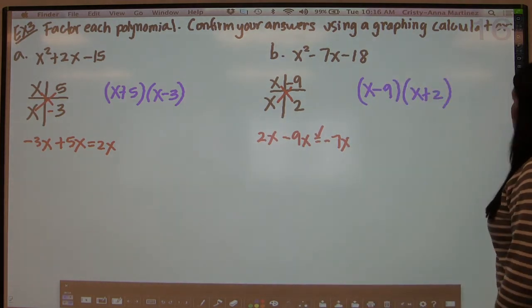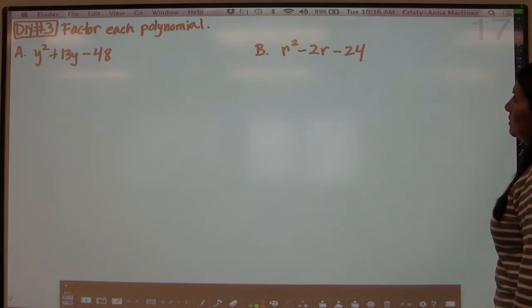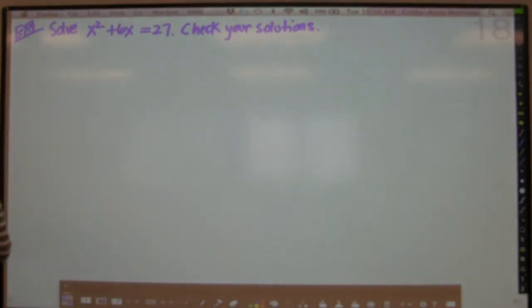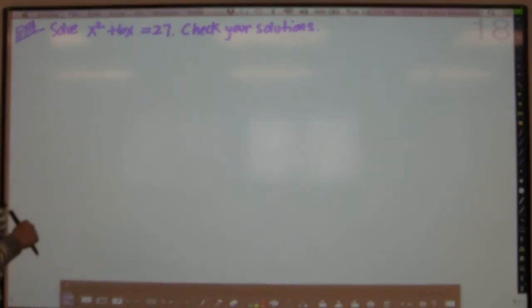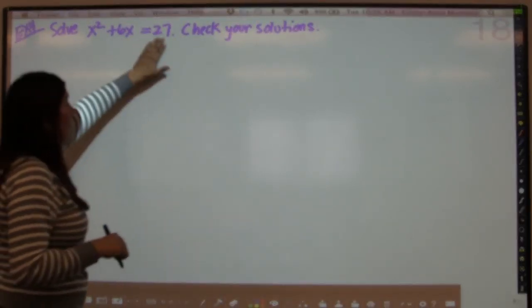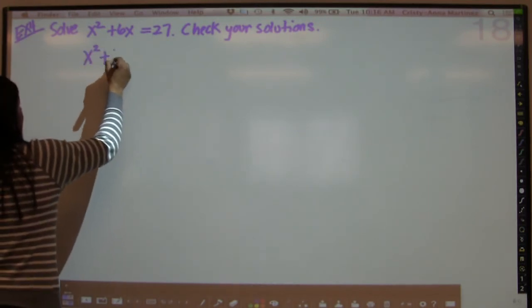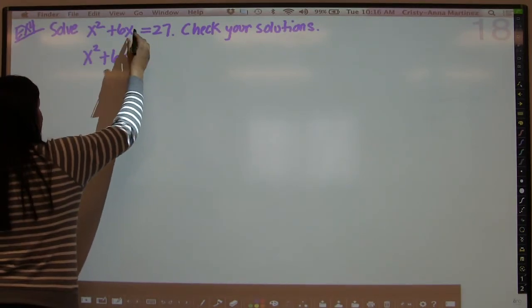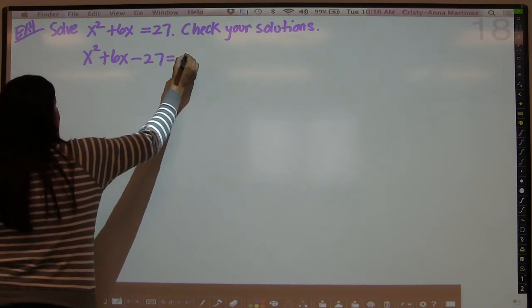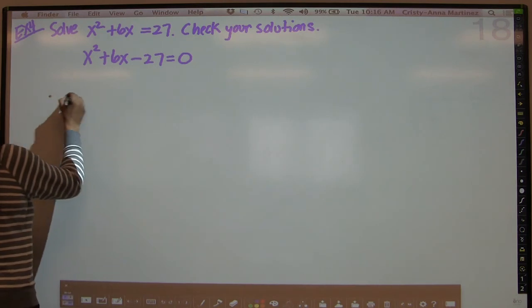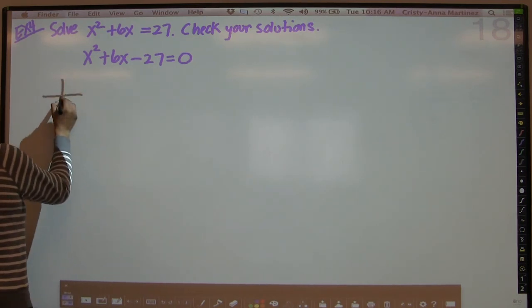So now you can try these on your own. And then we're going to go to example 4, which is where we're actually now into the solving process. So to solve, we're going to first and foremost, like I said before, you have to make sure that it equals 0, and it doesn't equal 0 right now. So we're going to go x squared plus 6x, and we're going to move the 27 to the other side, and now equals 0.